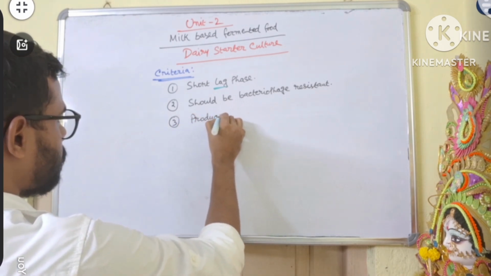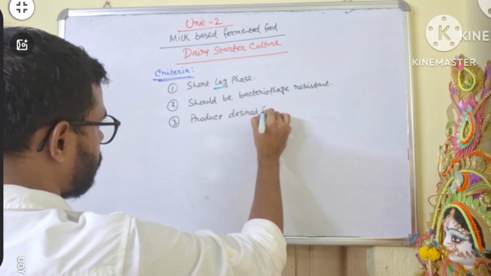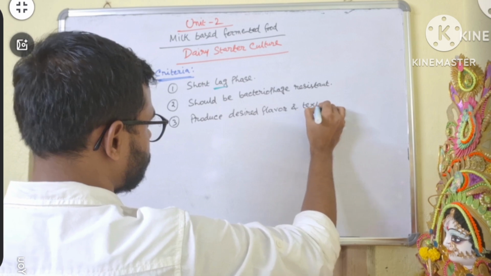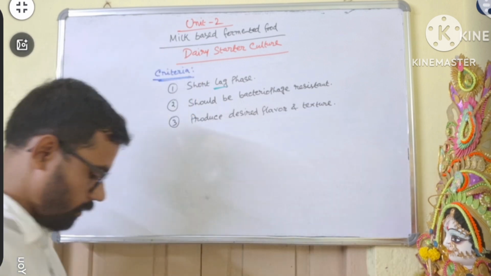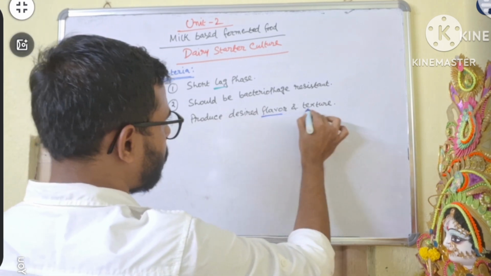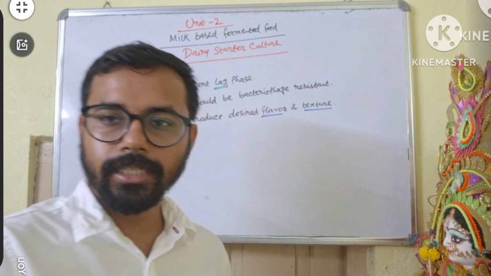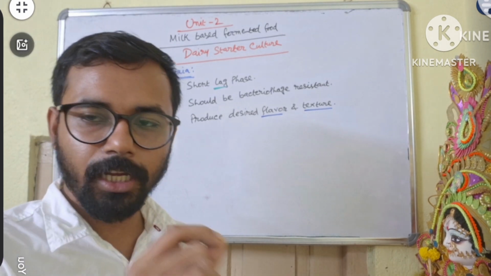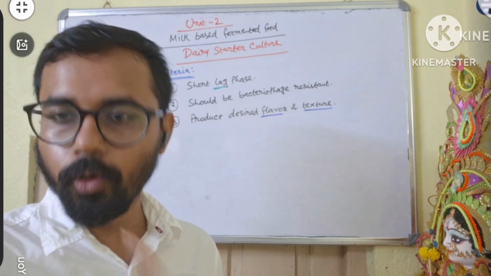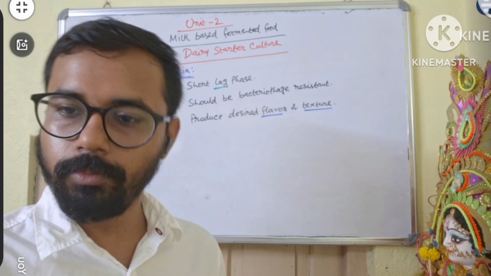They should produce desired flavors and texture of the product. So we know that these two are the organoleptic properties of any fermented food product. Texture and flavor are the organoleptic property. High organoleptic property means good product quality, and it will be much costlier. Economic value will also be good.